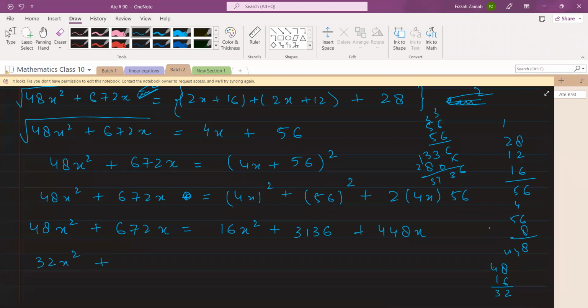Plus, now 672 minus 448. So 12 minus 8 is 4. Then I get here 6 minus 4 is 2. So I get 224x, right? And minus 3136 is equal to 0. So let us try to take something common here.